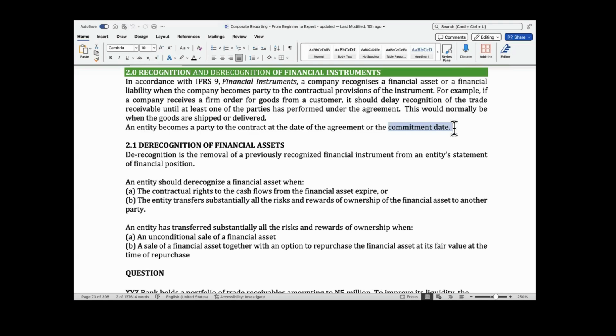So a financial asset or financial liability is recognized when the entity becomes a party to the contract. When they become a party to the contract, then you can recognize the financial asset or financial liability. There's no complexity in that definition. Very straightforward.